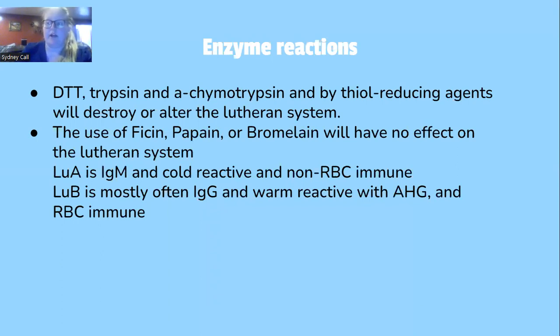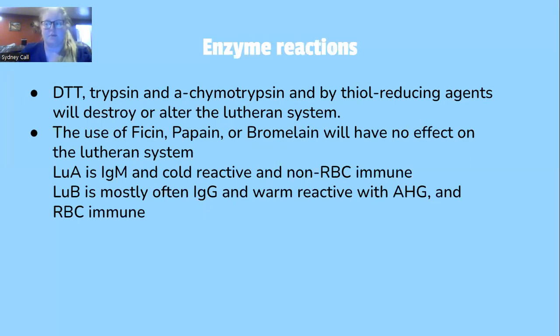Then we're going to go on to enzyme reactions. The Lutheran system is unaffected by most of the common enzymes, including ficin, papain, or bromelain. They don't have any effect. To have an effect, you need to use either DTT, trypsin, or chymotrypsin. Those will either reduce or destroy the antigen if you wanted to get rid of them.